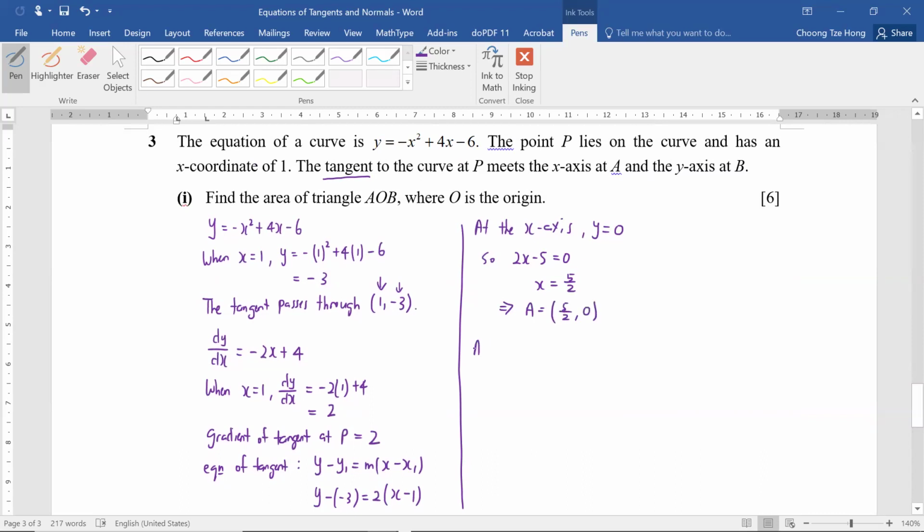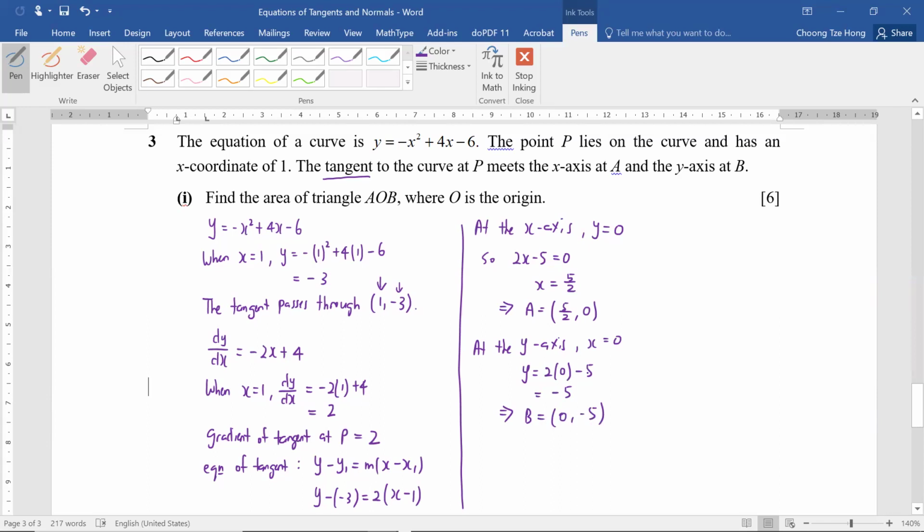Then at the y-axis, now we want to find the coordinates of B. x will be 0 now. So y equals, the equation is 2x minus 5, so 2 times 0 minus 5. So y will be negative 5. So the coordinates of B will be (0, negative 5).